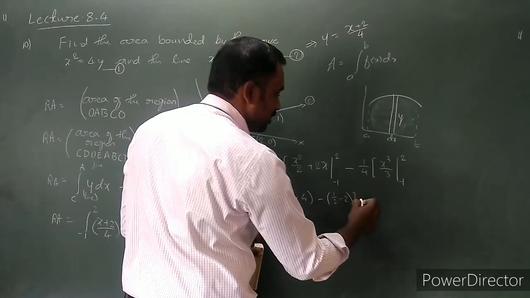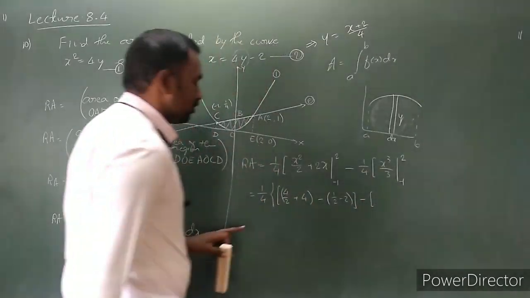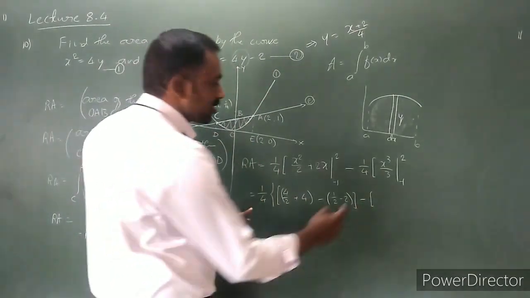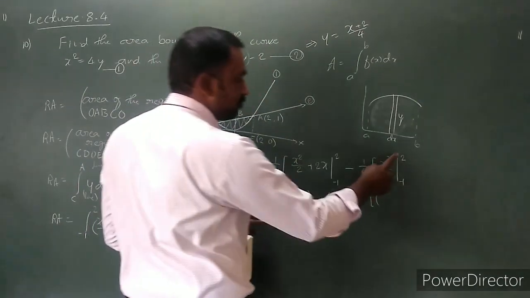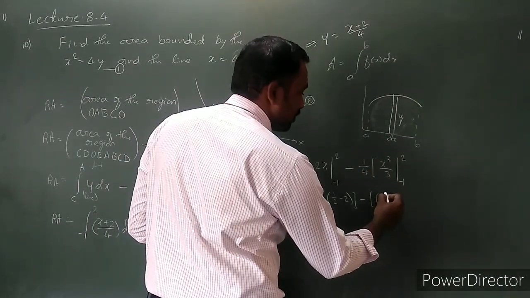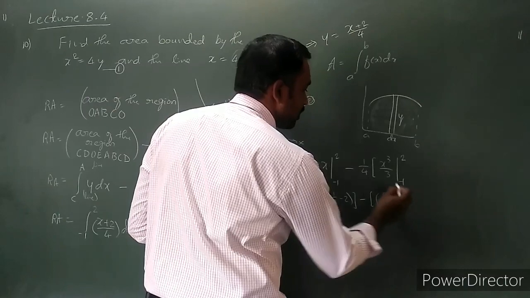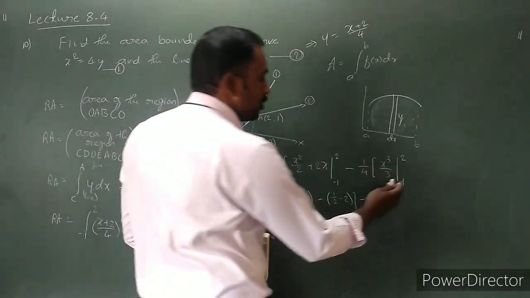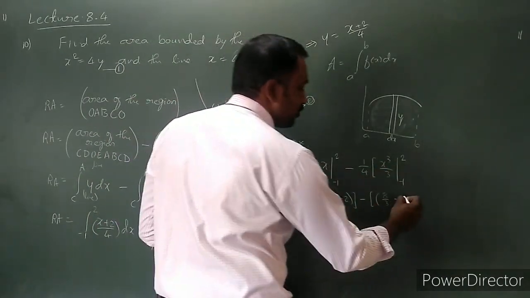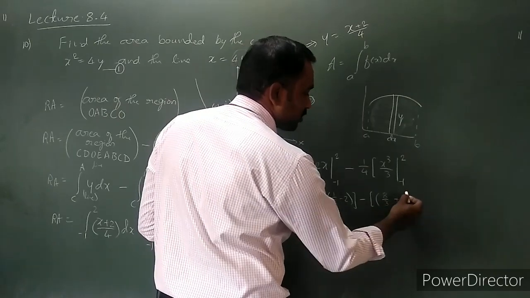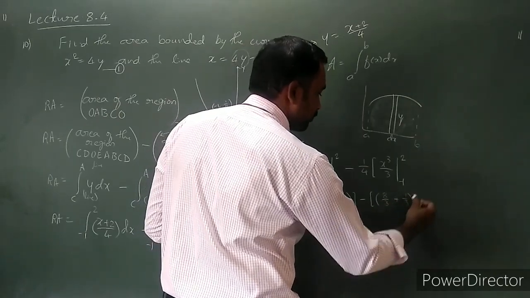Here it is a minus, minus sign. Are you clear? Minus sign, then the upper limit. What is the upper limit? 2 cube. 2 cube is 8, so 8 divided by 3. Upper limit is over. Minus the lower limit: minus 1 cube is minus 1, so minus minus plus 1 by 3.